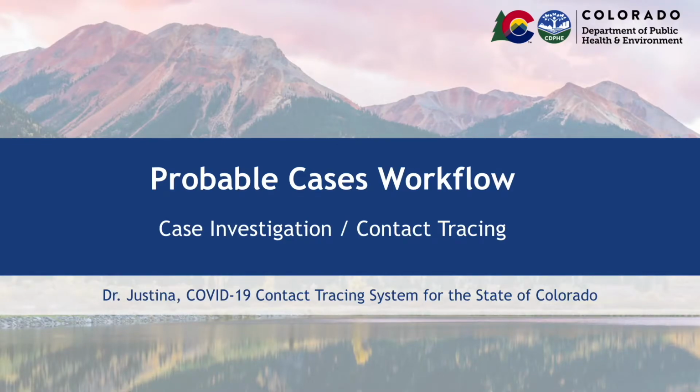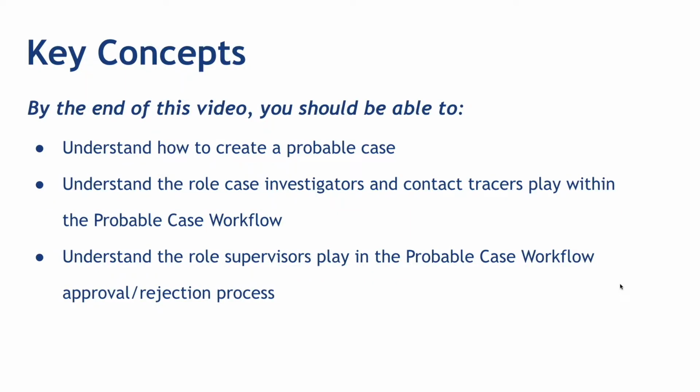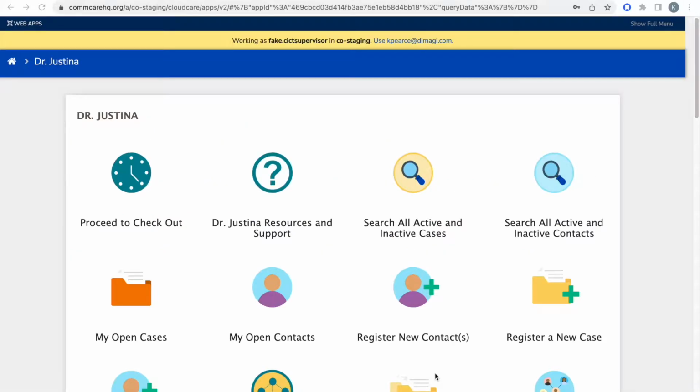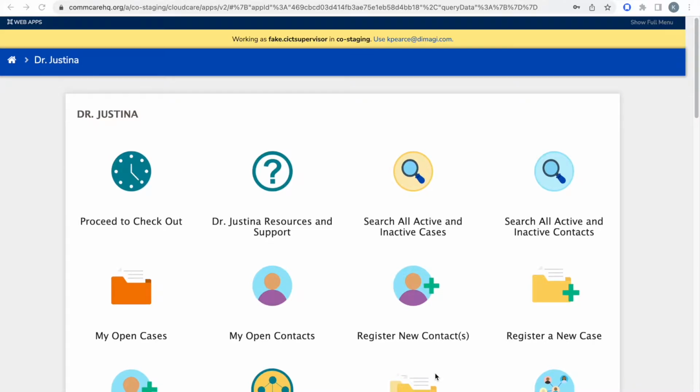In this video, we will discuss the probable cases workflow and how case investigators and contact tracers are involved in this workflow in the Dr. Justina application. Key concepts from this video include understanding how to create a probable case and understanding the role that case investigators and contact tracers play in the workflow, as well as the role that supervisors play in the approval and rejection process. We will discuss how to know when to turn a contact into a probable case.